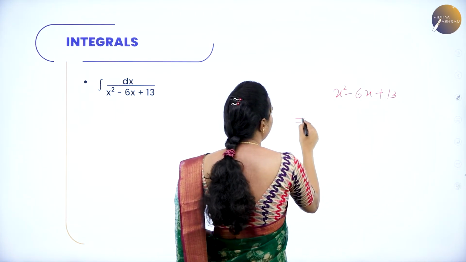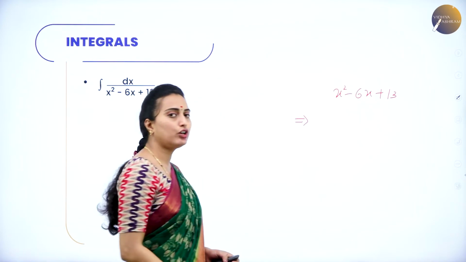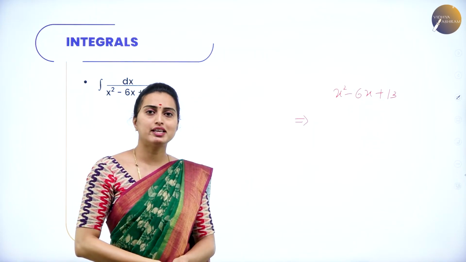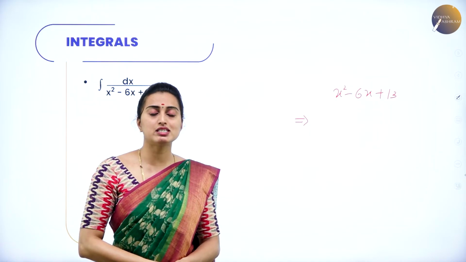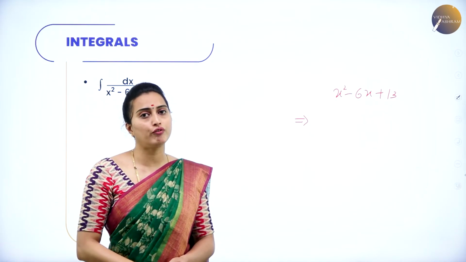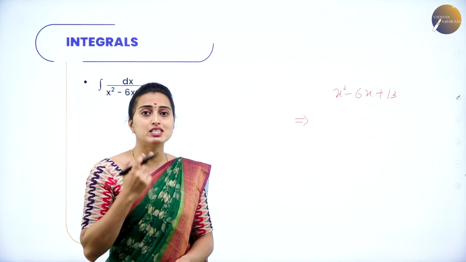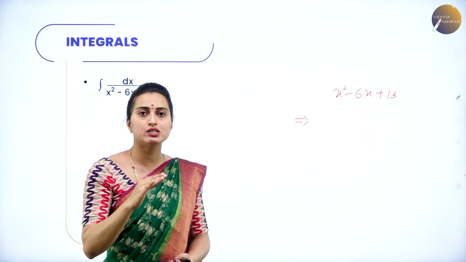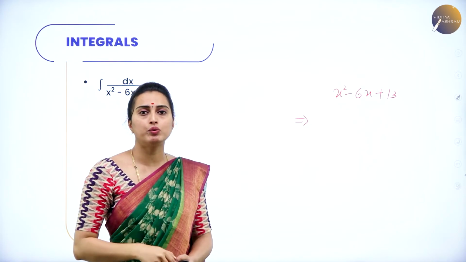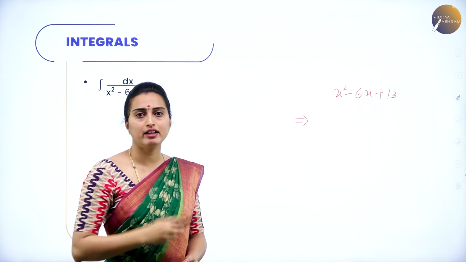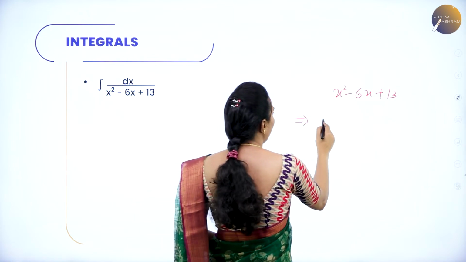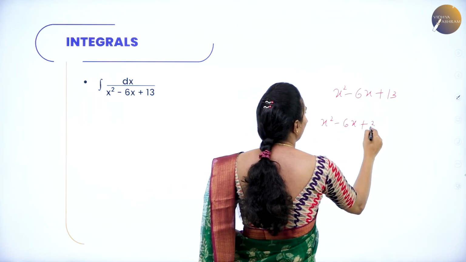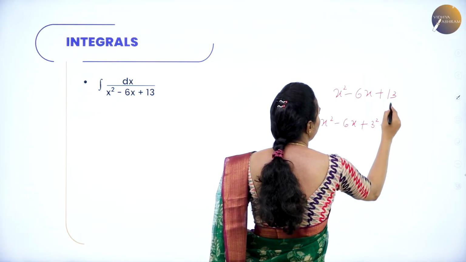Now, here I am writing the coefficient of x is nothing but 6. Don't worry about whether it is negative 6 or positive 6. I am just worrying about what the coefficient of x is. Coefficient of x is 6. Half of that will be 3, isn't it? Half of 6 will be 3. Whole squared of that, which is 9. Adding and subtracting that, therefore here x squared minus 6x plus 3 squared minus 3 squared plus 13.